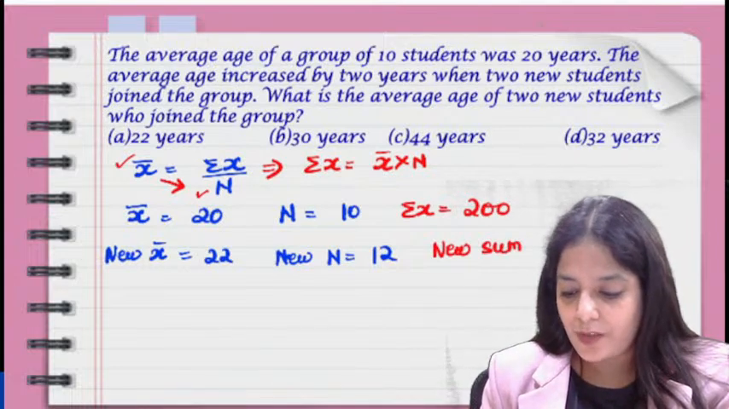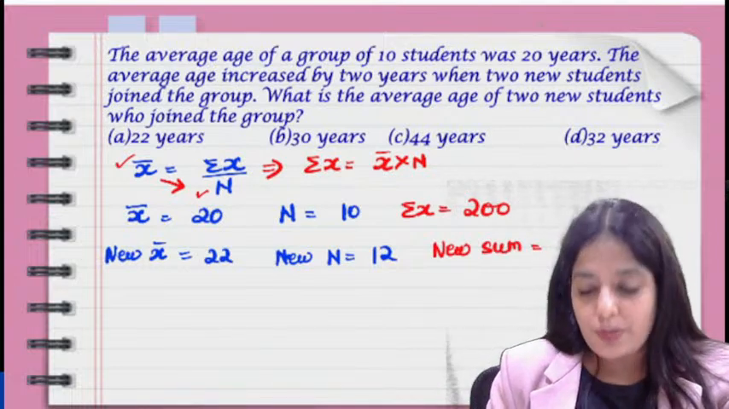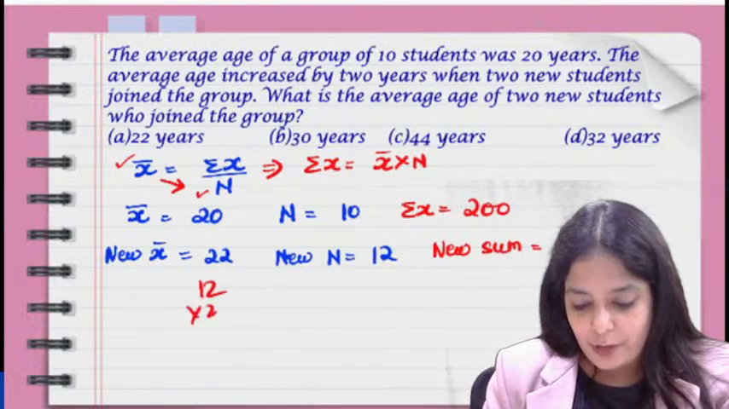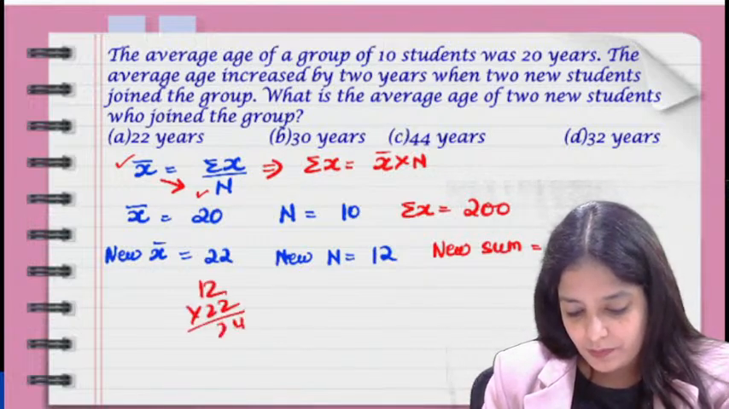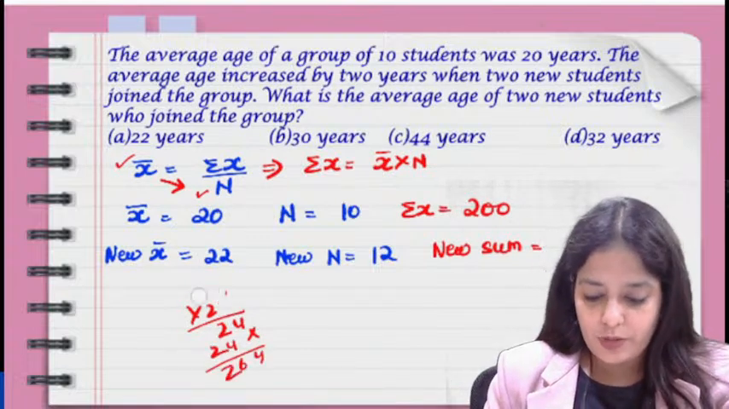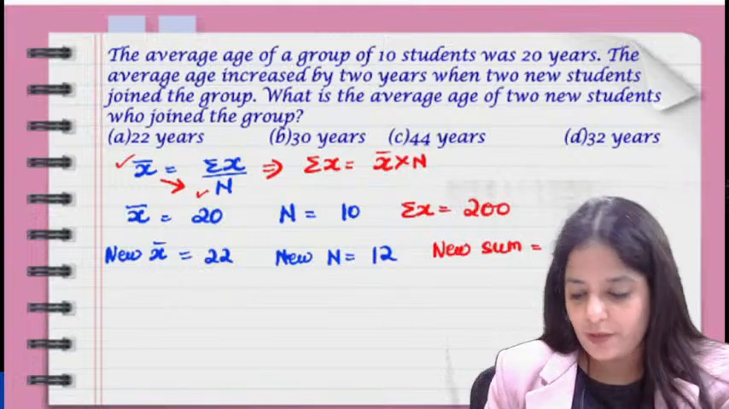Yes guys, what will be the new sum? Just multiply 12 by 22. 264 would be the new sum.